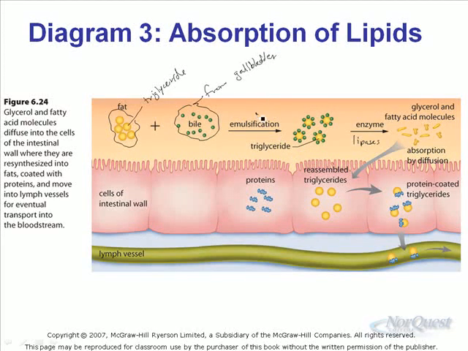So, a couple things. This step here is physical digestion. The second step is our chemical digestion. They're absorbed into our small intestine and then brought into our lymph by diffusion. So there's the other big difference. Proteins and sugars are absorbed by active transport. Fats are absorbed by diffusion.